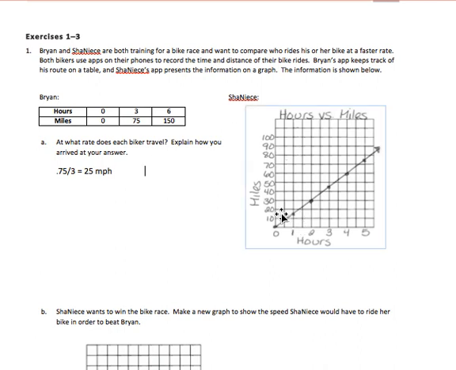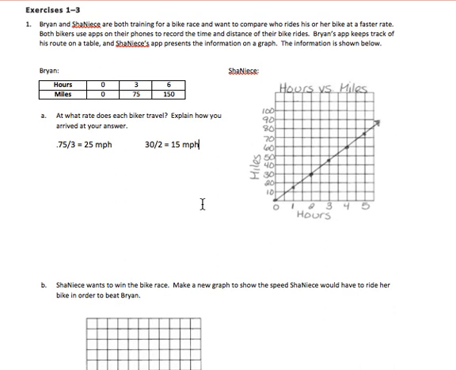Shanice has her information in a graph, so we will need to find some point that actually shows where that line is intersecting the grid lines. And the first place I find that is at 30 miles in 2 hours. So we will take 30 miles, divide it by 2 hours, and Shanice's rate then is 15 miles per hour. Now part B says that Shanice wants to win the bike race, and they ask us to make a new graph to show the speed that Shanice would have to ride her bike in order to beat Ryan.